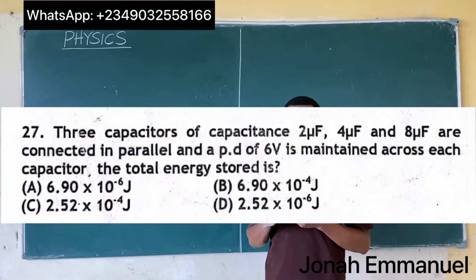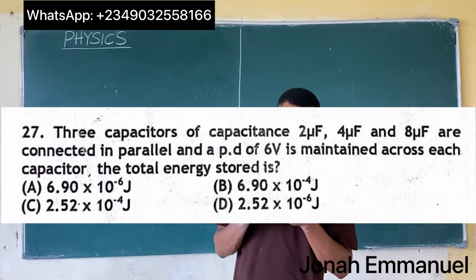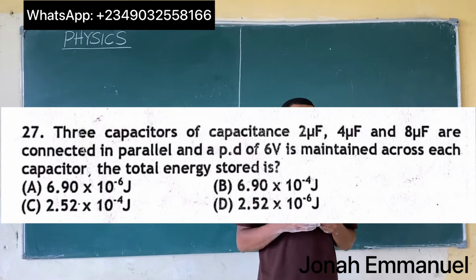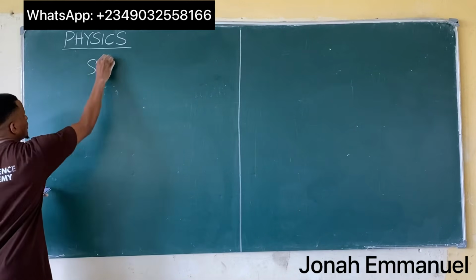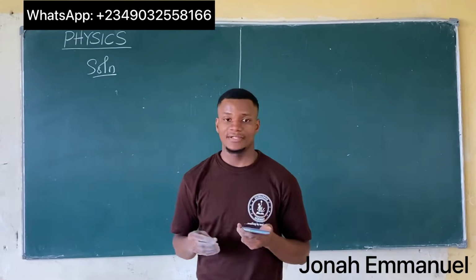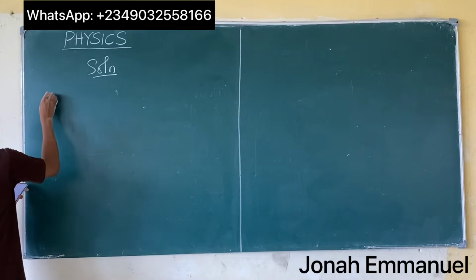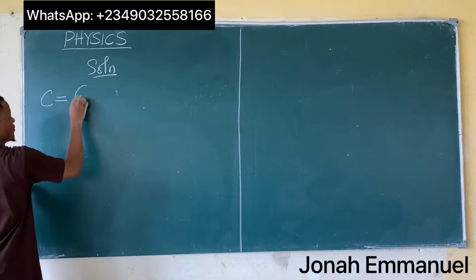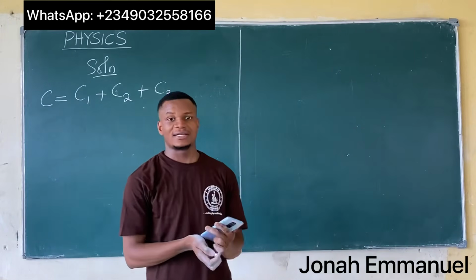So this question says, 3 capacitors of capacitance 2 microfarad, 4 microfarad, and 8 microfarad are connected in parallel, and a potential difference of 6 volts is maintained across each capacitor. The total energy stored is, well, let's get this done. Solution. So you're given 3 capacitors having capacitance of 2, 4, and 8 microfarad. So we said capacitors in parallel. So I'll have that in parallel, my equivalent capacitance C is equal to C1 plus C2 plus C3.